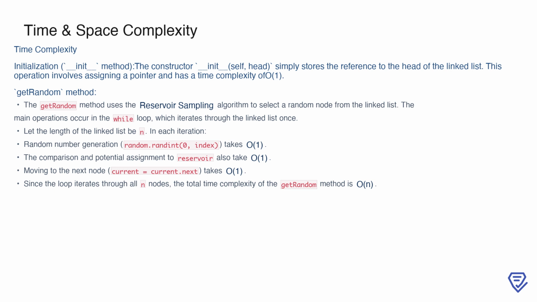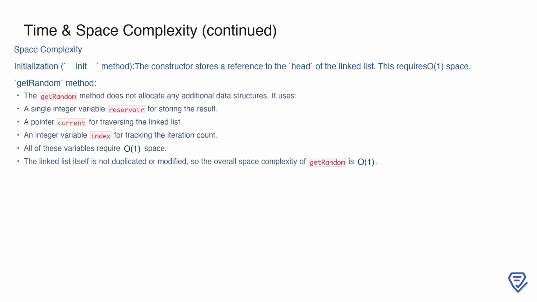Now, for the getRandom method, it employs the reservoir sampling algorithm to select a random node from the linked list. The core of this method lies within a while loop that traverses the entire linked list. Suppose the linked list has n nodes. In each iteration of the loop, generating a random number with random.randint, performing a comparison, and potentially updating the reservoir all take constant time, or O(1). Similarly, moving to the next node is also an O(1) operation. Since the loop iterates exactly once for each of the n nodes, the overall time complexity of the getRandom method becomes O(n).